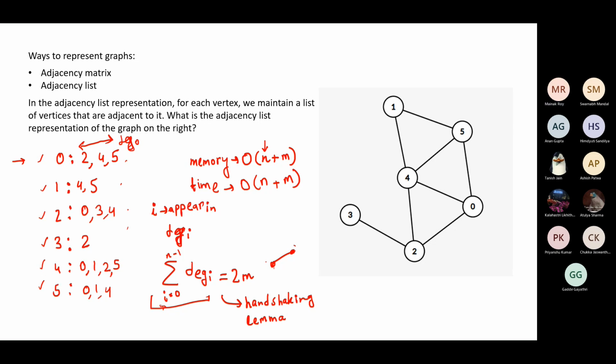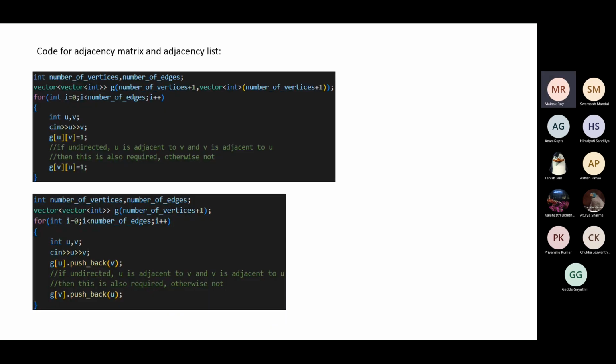Okay, so now let's take a look at how to implement it in code. Of course, this code is in C++ and it uses STL. I hope no one has any problems understanding C++ code right now. This is the code for adjacency matrix, and this is the code for adjacency list.